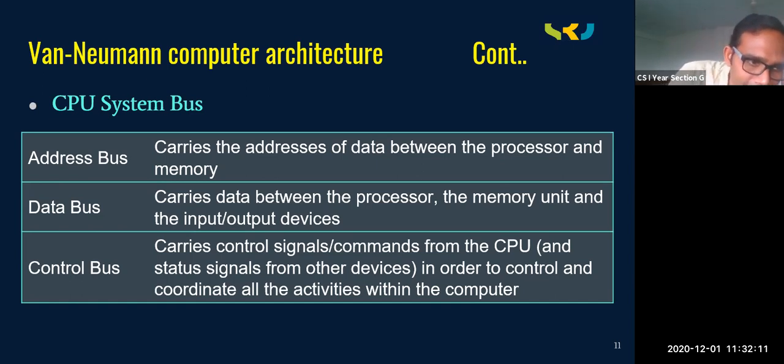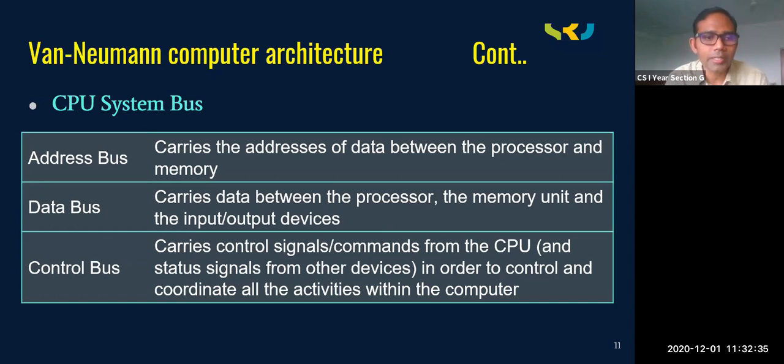In order to control the address bus, data bus, and different components, we are going to use the control bus. Control bus carries control signals or commands. What do you mean by command? Add, sub, mul, div, MOV (move), JMP (jump). Like this, we'll be having different commands. Inside the processor instruction set, we have a set of commands.